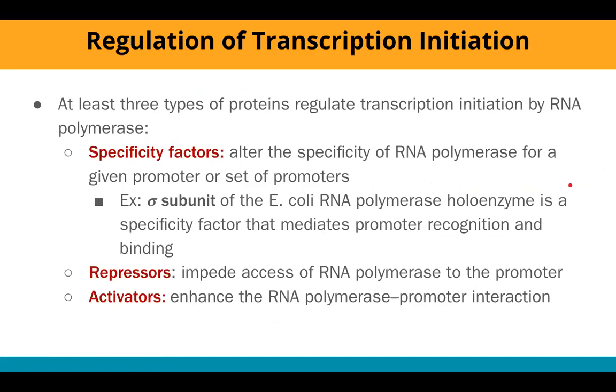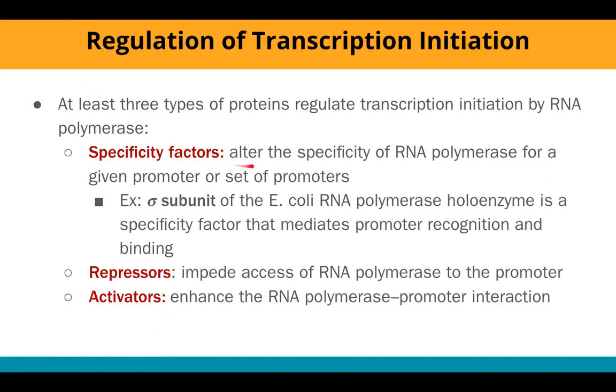So for the regulation of transcription initiation, this is what I've previously mentioned. This is one of the most common ways of how genes are expressed: through the regulation of transcription initiation, or regulation of the starting of transcription. So there are at least three types of proteins that regulate transcription initiation by the RNA polymerase. We have the specificity factors, the repressors, and activators.